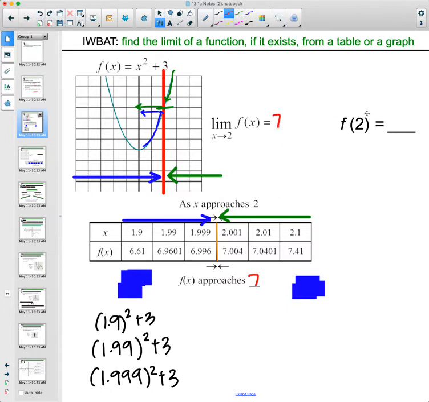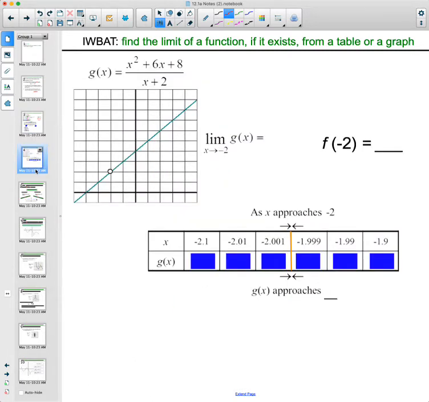Now we can actually also go ahead and plug 2 into here, and we're getting 2 squared plus 3, so 2 squared is 4 plus 3 is 7. Now this does not have to happen. These don't have to match. So just because f of 2 is 7 doesn't mean that the limit is 7. In this case it was. We've got a continuous function here. So let's take a look at another table.